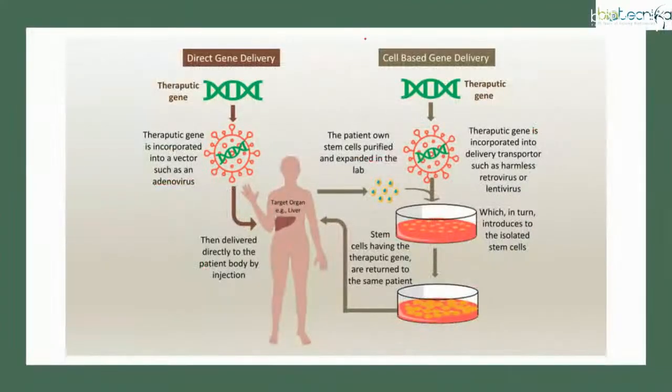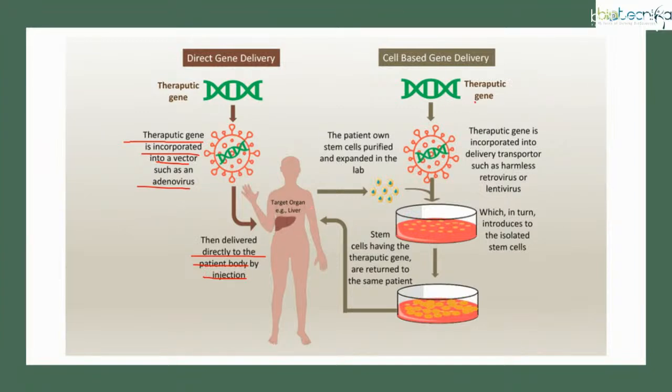Okay. So this is yet another image if you need more clarity. In direct gene delivery, we take the therapeutic gene and incorporate it into a vector. The vector could be a virus like adenovirus. Then it is directly injected into the patient's body, so it will reach the target organ.